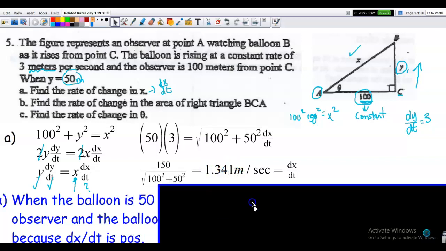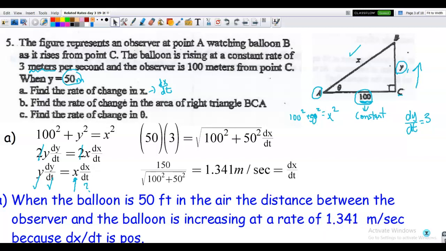Make sure that you definitely have 3 decimal places. It's absolutely required. It's meters per second, dx/dt. So when the balloon is 50 feet in the air, the distance between the observer and the balloon is increasing at a rate of 1.341 meters per second because dx/dt is positive.